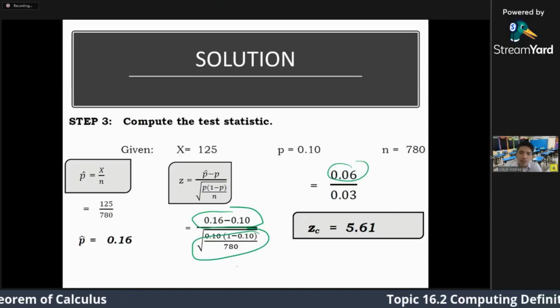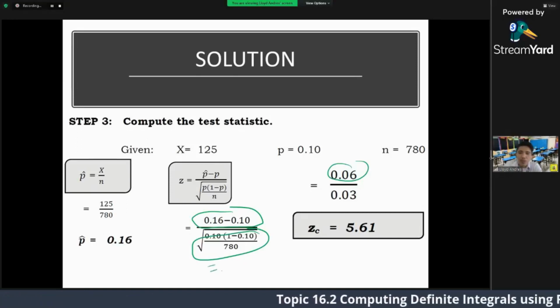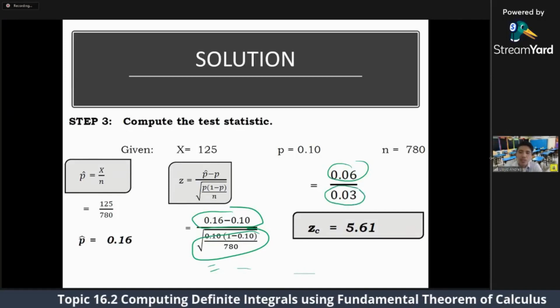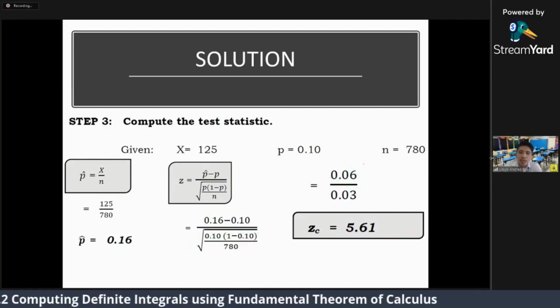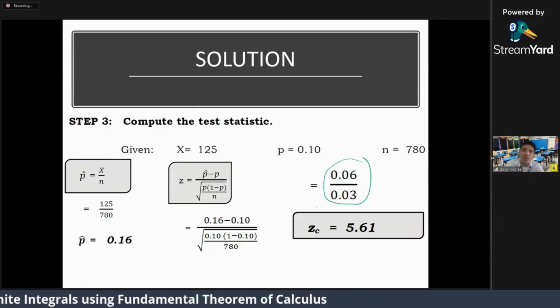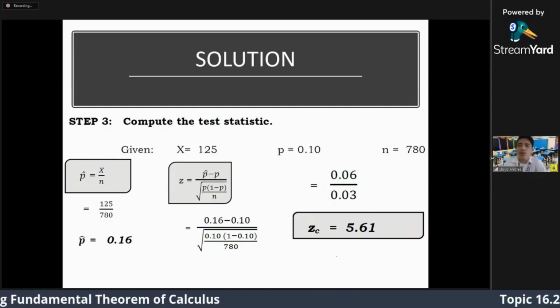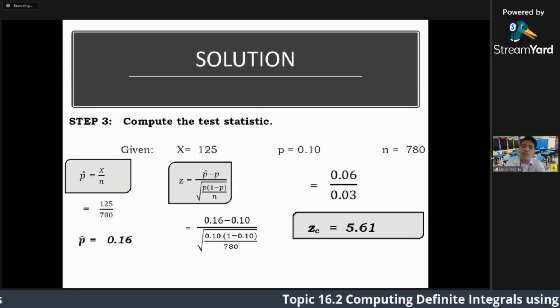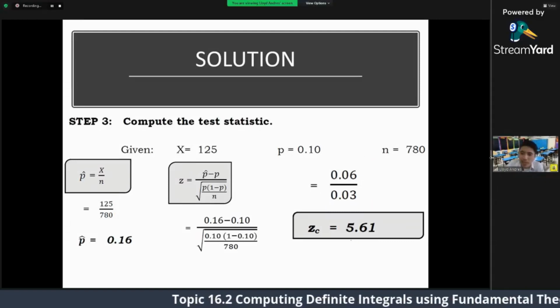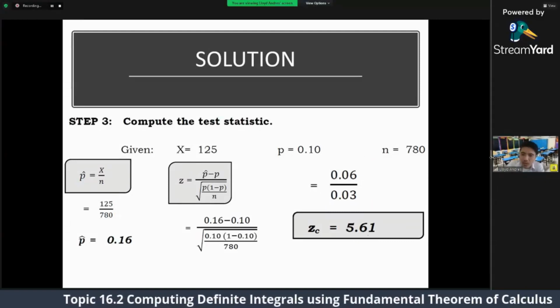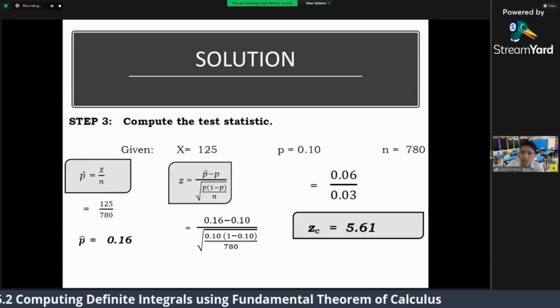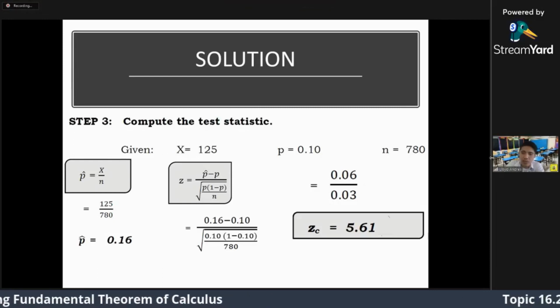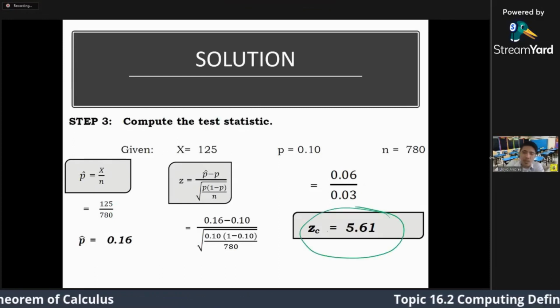But again, preferably, please present your complete solution, not just go straight to 0.3. Then finally, divide. And again, please round off only in the final answer, to 3 decimal places preferably. I'm not sure if this is the exact value or if it's approximated. So the value is Z sub C is 5.61. So we are done with step 3.